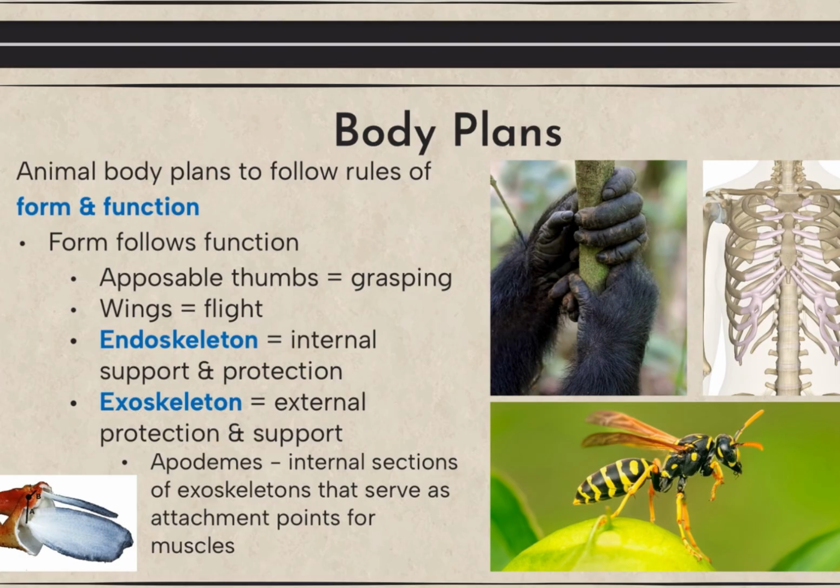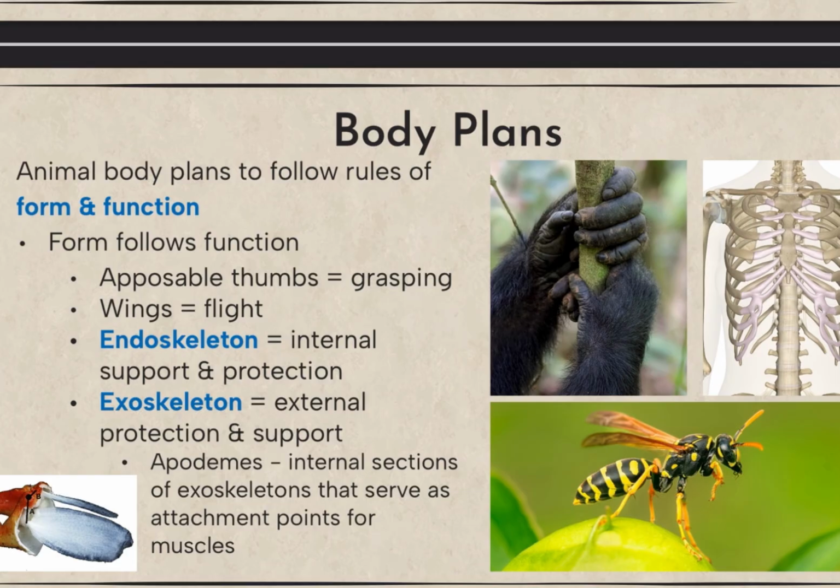So animal body plans follow the rules of form and function. Form will follow the function. So if you have a function of flight, then the wings are going to follow the form of that. So opposable thumbs, grasping, wings, flight. The endoskeleton, exoskeleton. So let's take a look at the endo and exoskeleton. An endoskeleton is our internal support and protection. So think like the interior skeleton of humans. Our bone structure is on the inside. An exoskeleton is the external protection and support. So think of an insect or a wasp in this case. The shell and the support is on the outside, on the exterior.